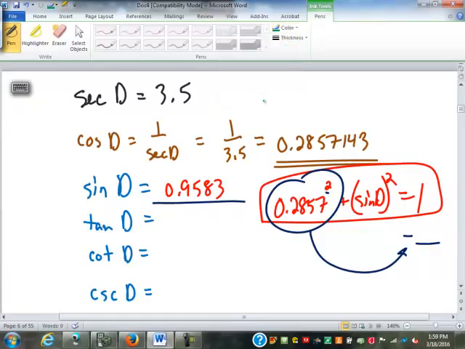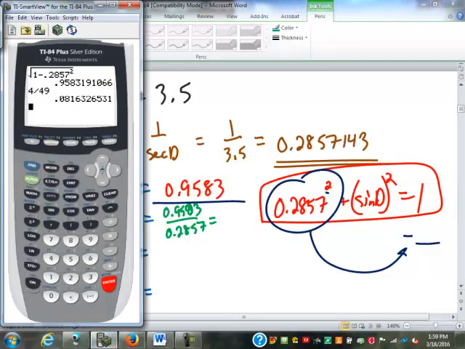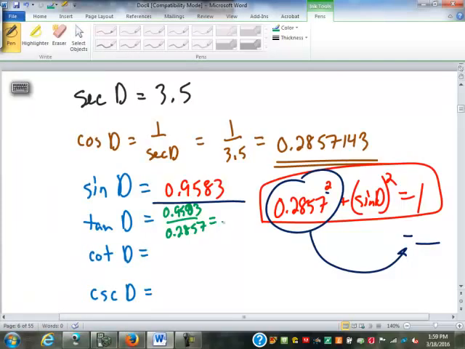So now our tangent is going to be found by just doing the sine divided by the cosine. That'll give us the tangent. I have a question. Why did you start going to the fourth digit? I don't know. I just did. So I'm getting 3.35 for the tangent.